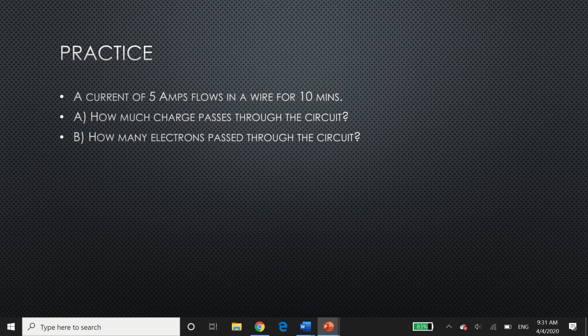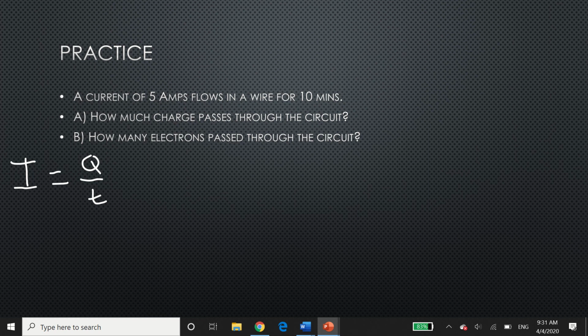So we have 10 minutes. The first part of the problem is we want to know how much charge passes through the circuit. Whenever a problem is asking how much charge, that is the amount of coulombs. Charge is coulombs. So I'm trying to solve for Q here. If you remember our equation that we talked about, our current is equal to Q over T. So we're going to be using this equation.